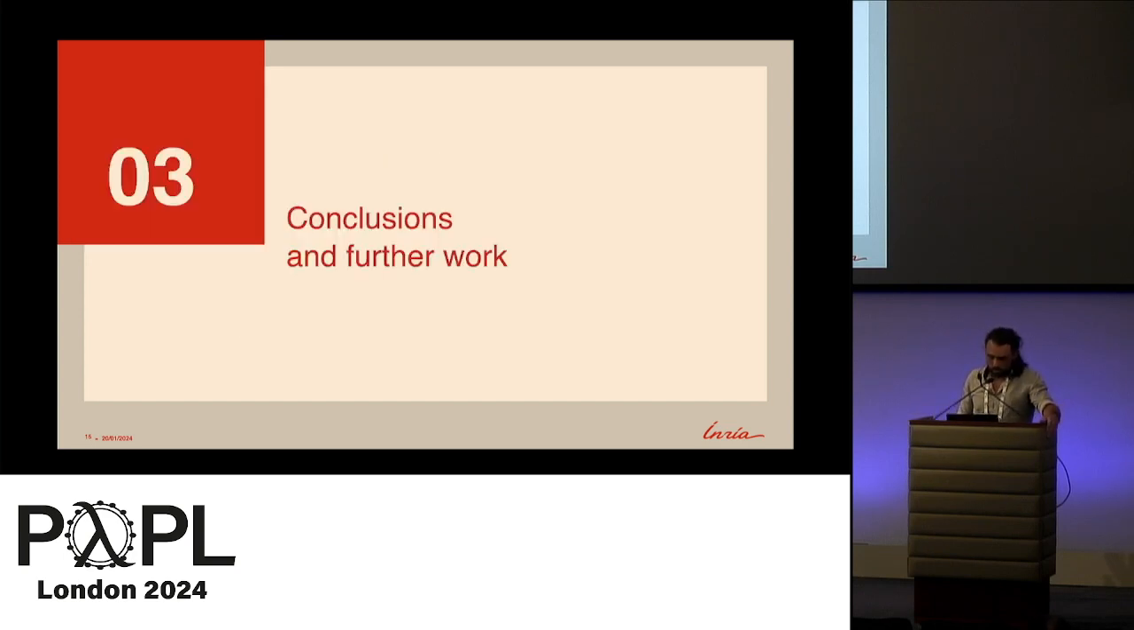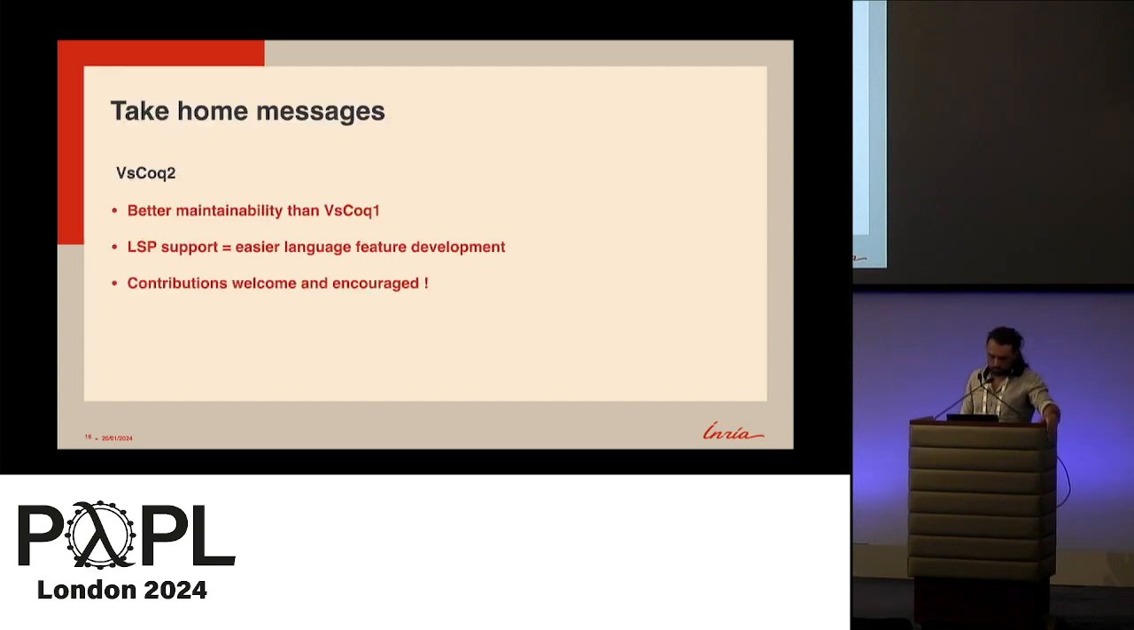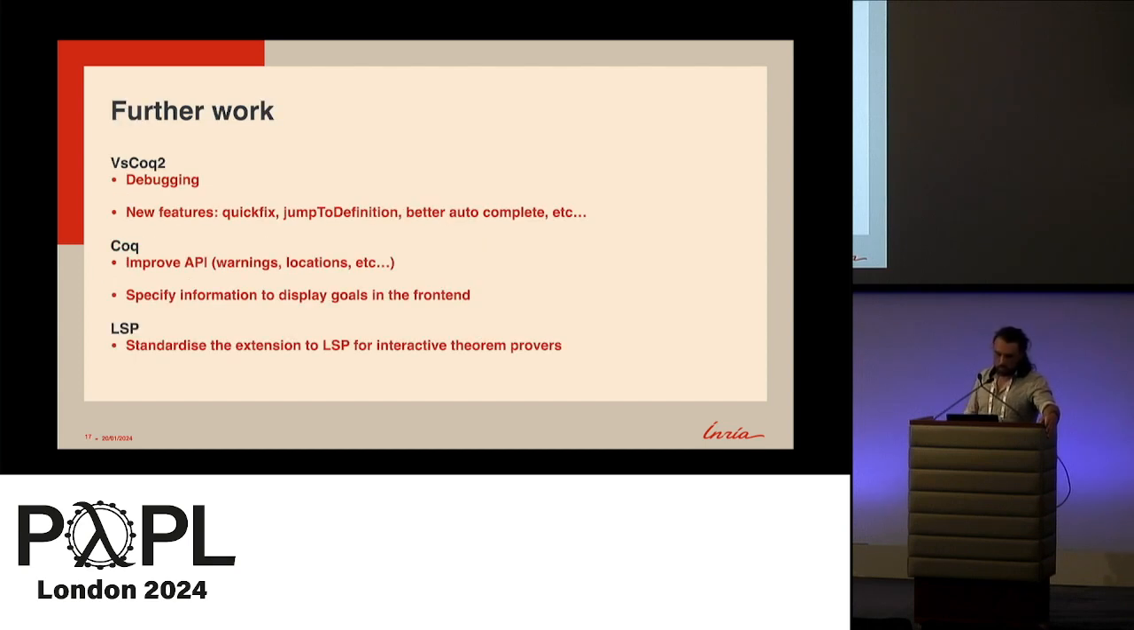I'd just like to conclude and give you an idea of what we'll be working on. If I had to give you some take-home messages, I hope that I've convinced you that VsCoq 2 has at least better maintainability than VsCoq 1. That LSP support allows for easier language feature development, as I hope I've demonstrated, although poorly because of this little mix-up. And it's of course an open source project, so contributions are welcome and encouraged, so please come help us. In terms of further work, for VsCoq 2 itself, we'll be focusing on debugging and stabilization in the coming months, and then new features soon.